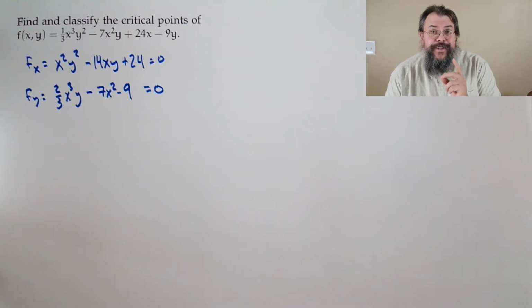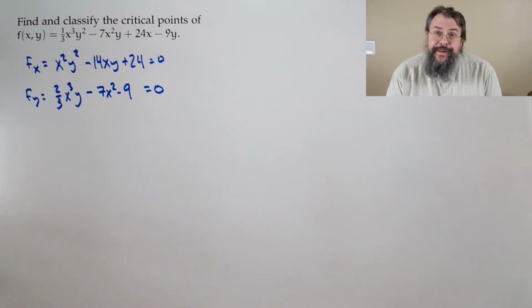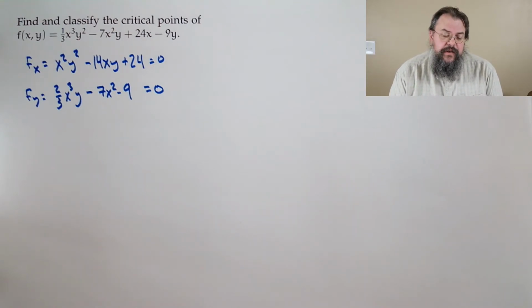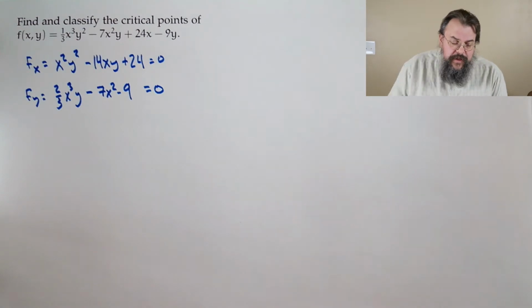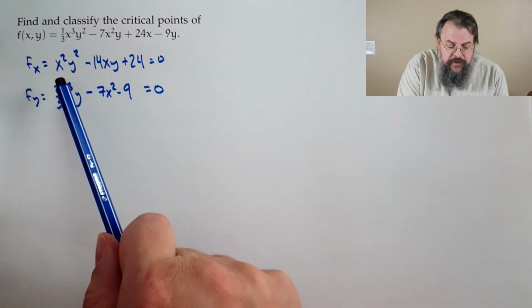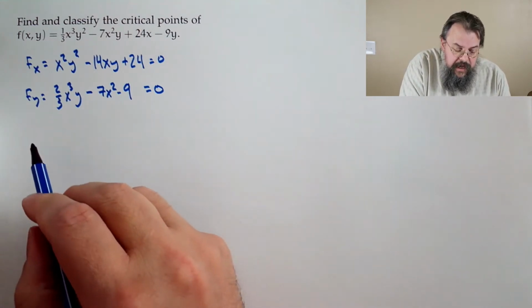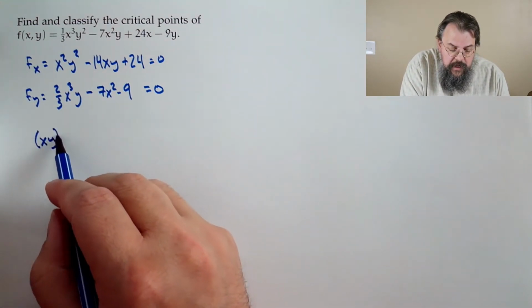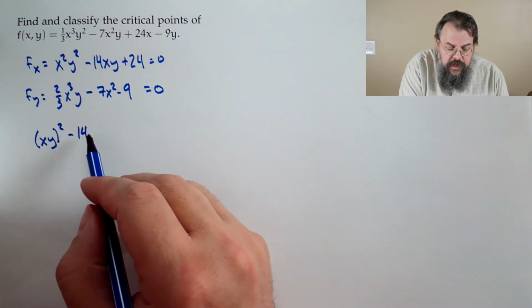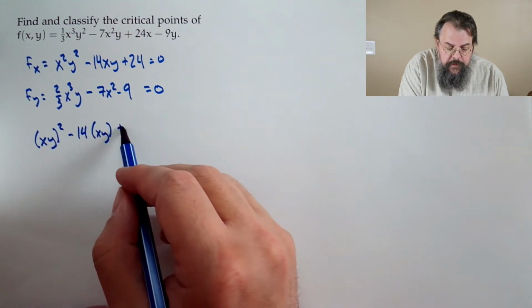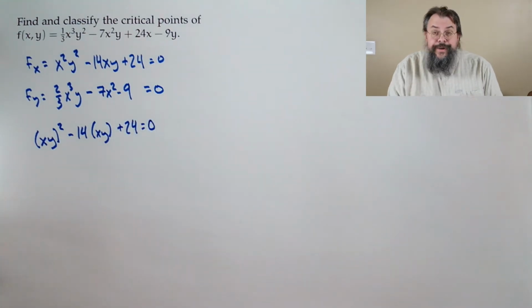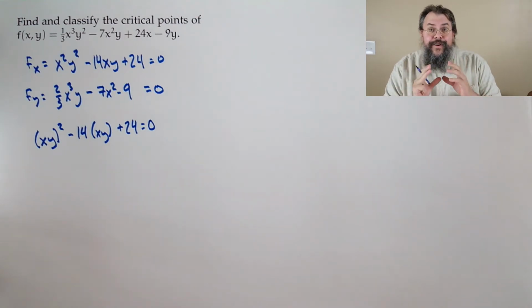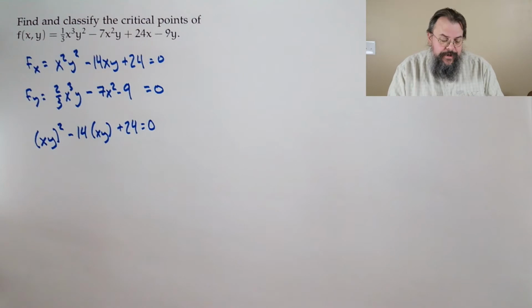Let's look at the first equation, the f sub x. Now that one's a little bit interesting, because if you look at it, you have x squared y squared minus 14xy plus 24. You notice how you have xy here, you have x squared y squared there. You could think of it as (xy) squared minus 14 times xy plus 24 equals 0, which means it looks like a quadratic because it's a quadratic. That's a good reason why it should look like one.